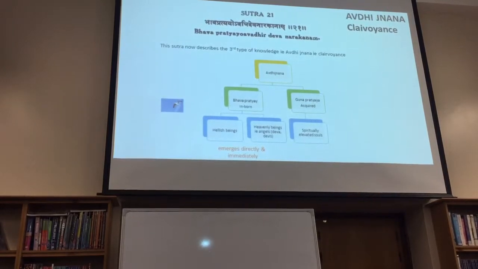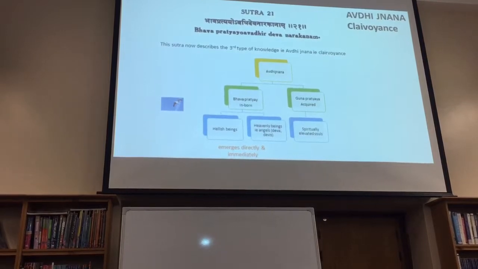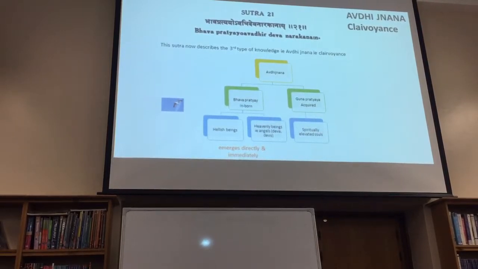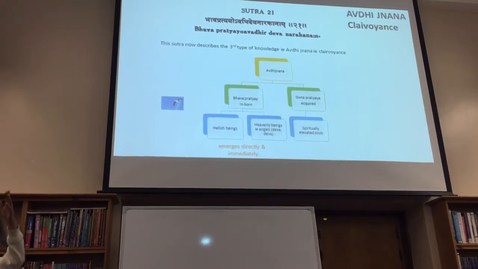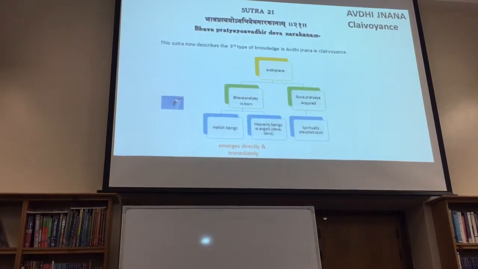So what does that mean? How can you get Avdhijnana? How can you get this kind of knowledge? You can get this knowledge through two means. One is bhav, which is inborn. And how can it be inborn? You're just born with this knowledge. And who is just born with this knowledge? Two forms of beings. In Devlok, all the angels, Devyo, are born with Avdhijnana, and so are hellish beings. It's inborn. You don't have to do anything.